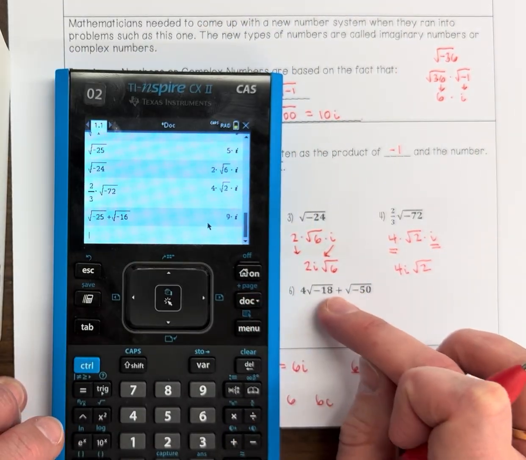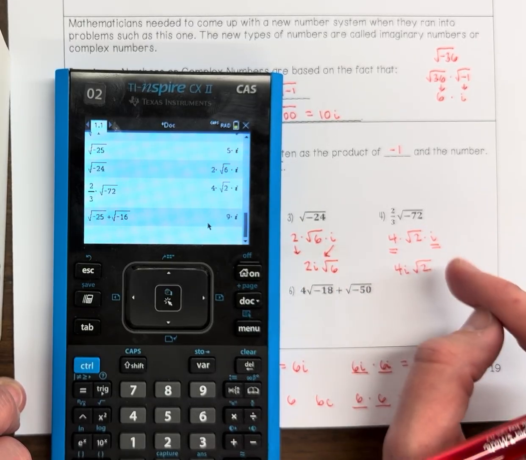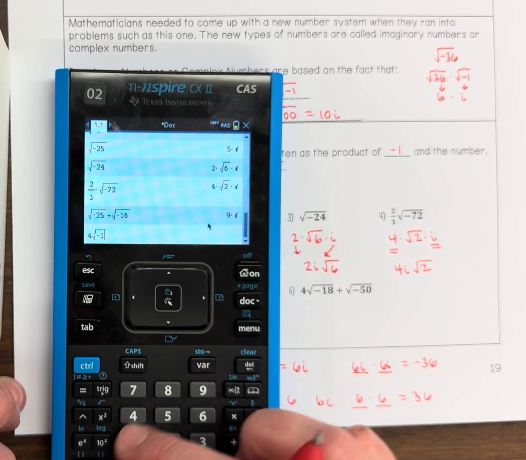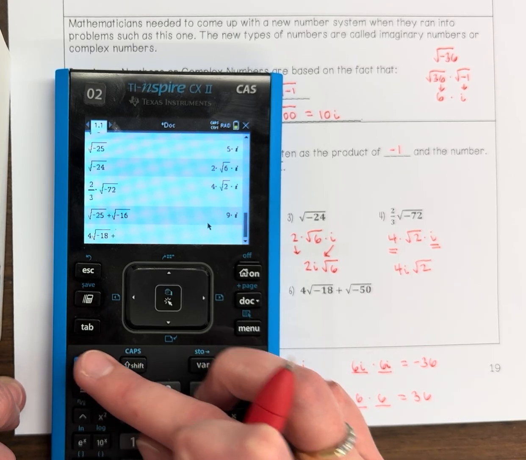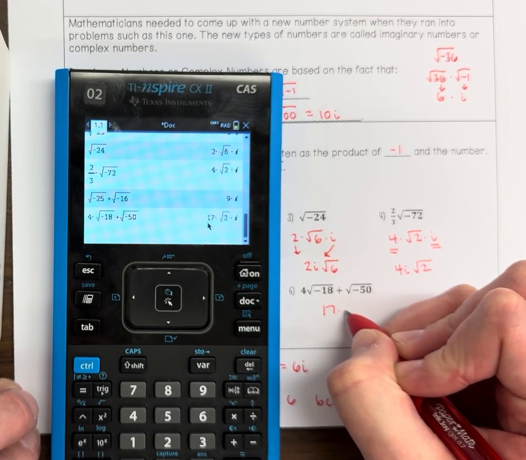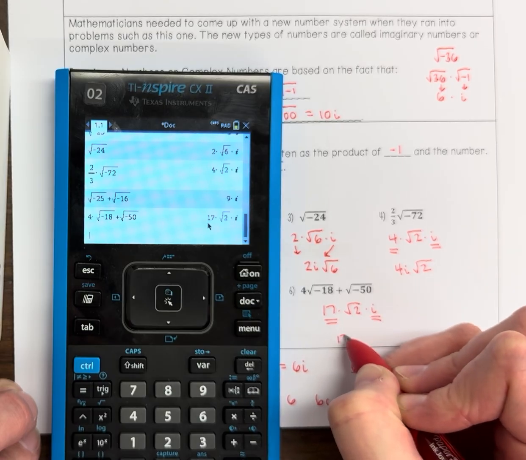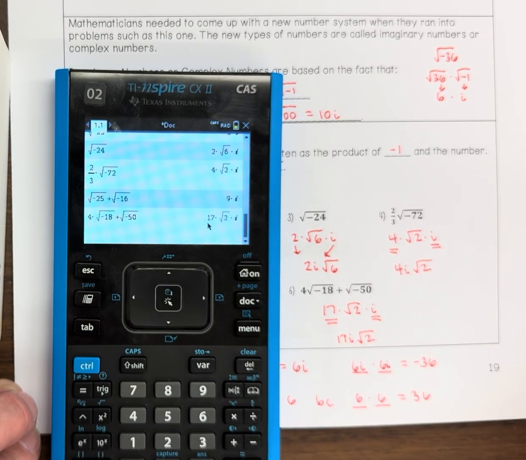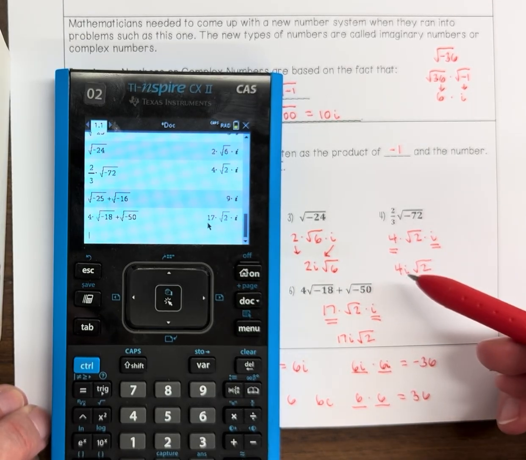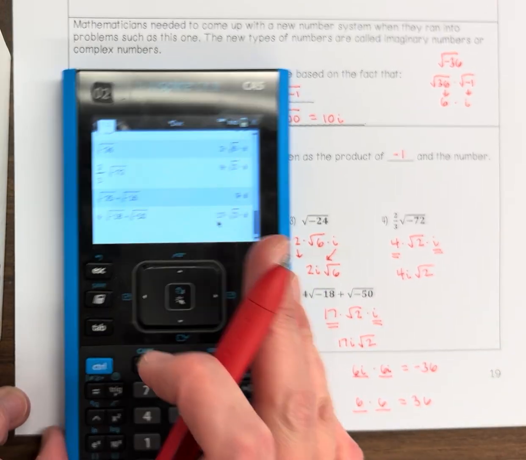If we try the next one, 18 is not a perfect square, and neither is 50, so I'm expecting some answer that kind of looks like 3 or 4. So I have a 4 out front, and then a square root of negative 18 plus square root of negative 50. We have 17 times radical 2 times i. So again, I'm going to take the 17 and the i and put them out front, and then just bring down the radical 2. So this is called imaginary form or complex form, and this happens when there's a negative underneath the radical. That's when you get an i in your final answer.